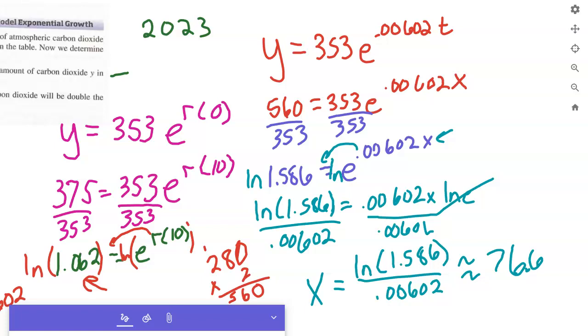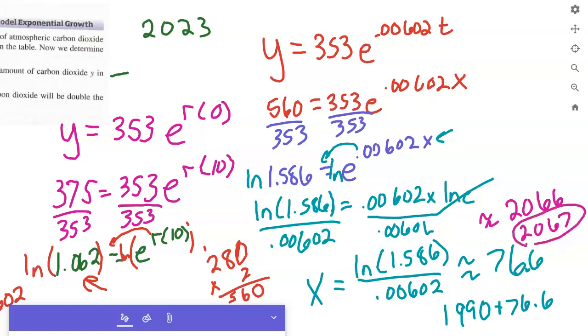And so that's from 1990. So you'd add 76.6 years to 1990, and we get the year 2066. So in 2066 or 2067, it depends on how you want to round that. We're projecting into the future, so you can't be too accurate because there's not a lot we can do there. But around 2067, we're going to have twice the amount of carbon dioxide in the atmosphere.